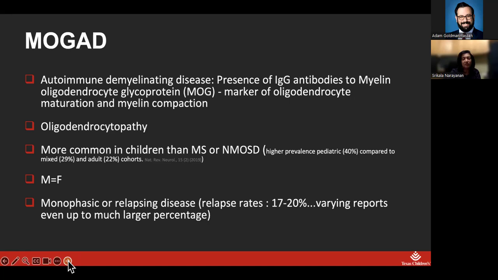We don't see much of a gender or a racial predilection here, and MOG can be either monophasic or it can present as a relapsing disease. The relapse rates are pretty variable in varying reports, at least 17 to 20%, but there are some reports where they've even reported a very high percentage of cases can relapse. So I think it depends on the sample.